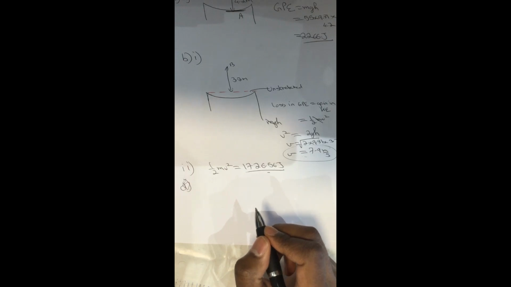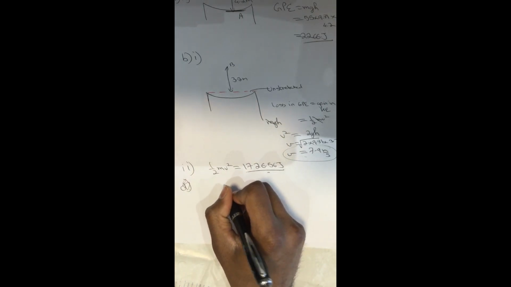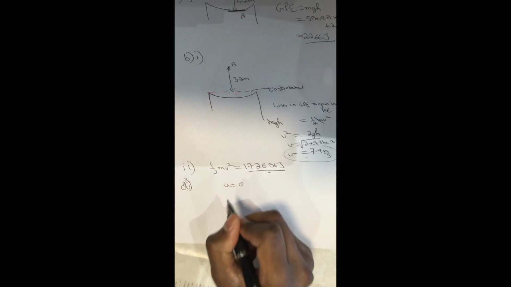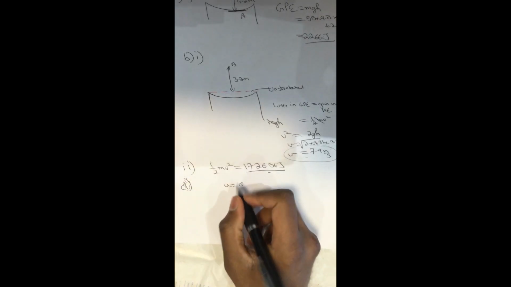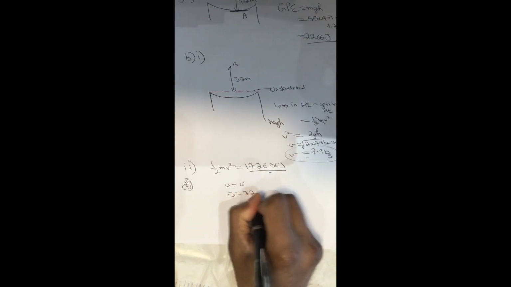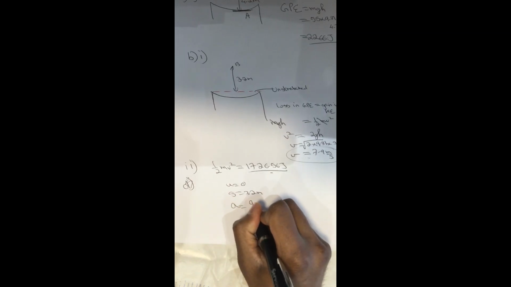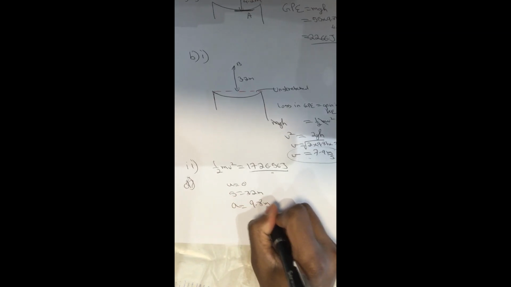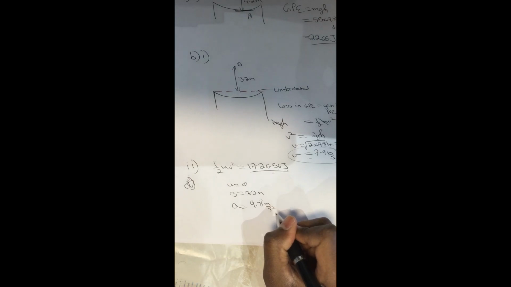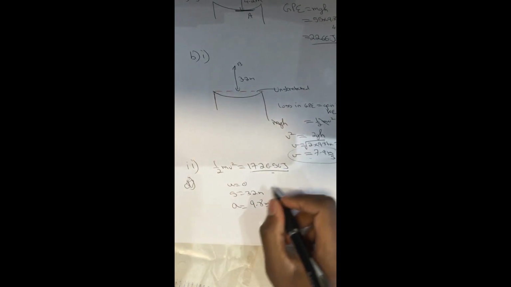There's another method of doing this as well, which is you can use SUVAT equations, because at position B, you know the speed is 0, and you know the height the gymnast travels from B to the unstretched position is 3.2 meters, and you know the object is moving under gravity, so we say it's plus 9.8 meters per second squared, and the question is asking us to work out the speed at the unstretched position.